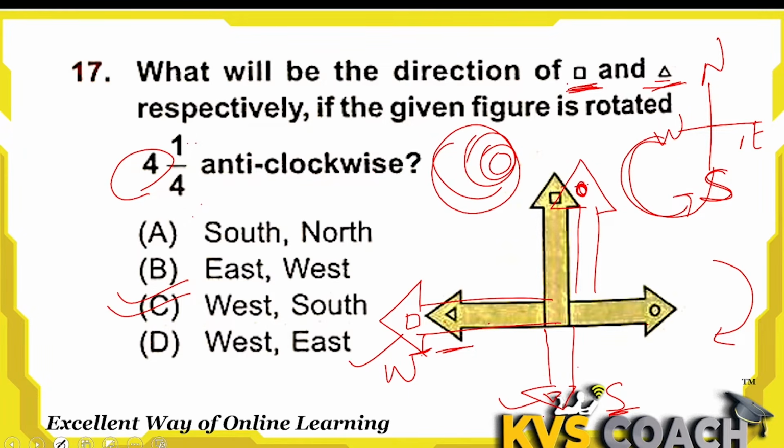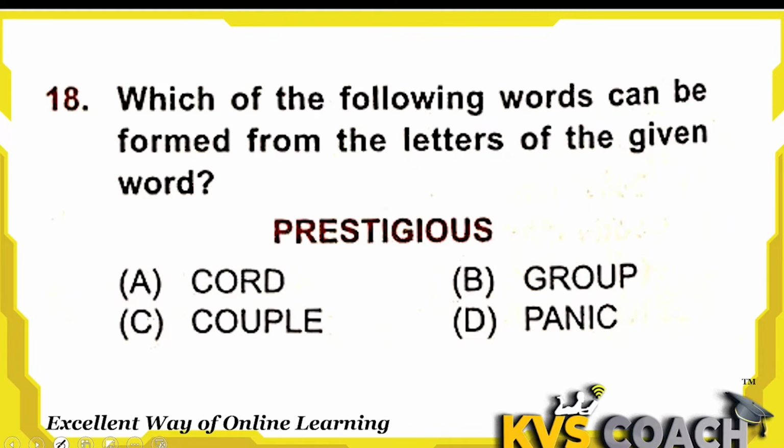Okay, next question is, which of the following words can be formed from the letters of the given word? Prestigious. Okay, so how many words can be formed by these letters from the given word? Code, CORD. There's no C, so we cannot make it here. Group, GROUP. Yes, group can be formed. Couple, C we don't have. Panic, C we don't have here. So only group can be formed. B is the right answer here.